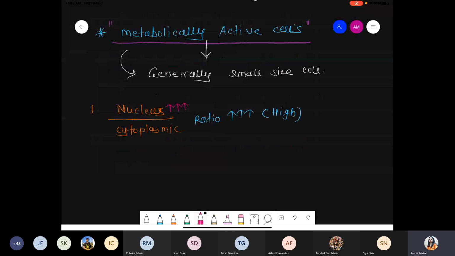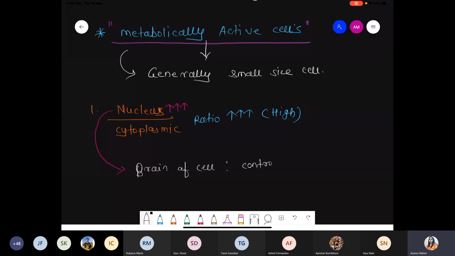Why does such a condition happen? Because inside the cell, the unit of life, the nucleus is basically the brain of the cell. Such a nucleus can control the metabolic activities of the cell.